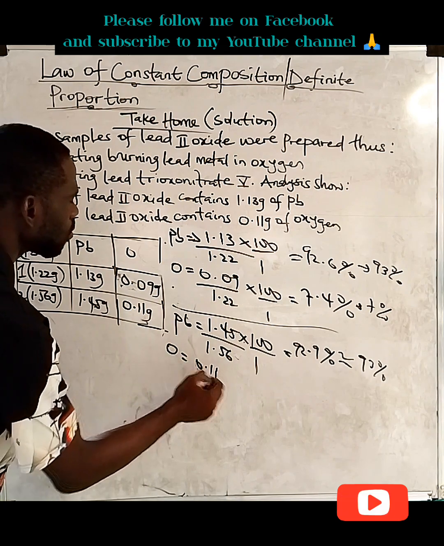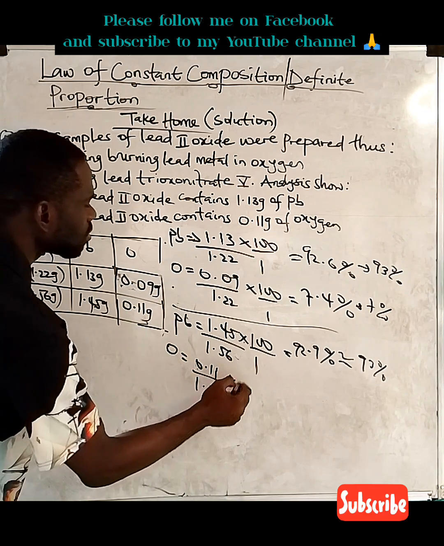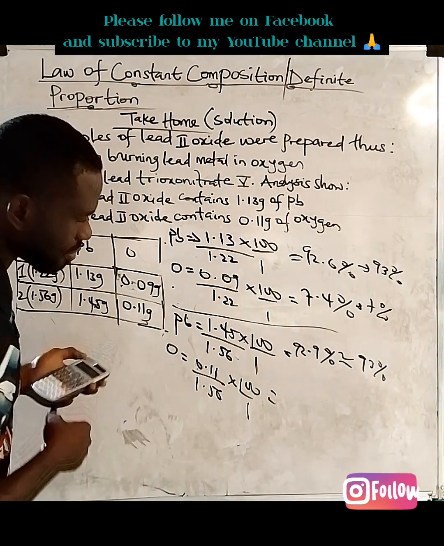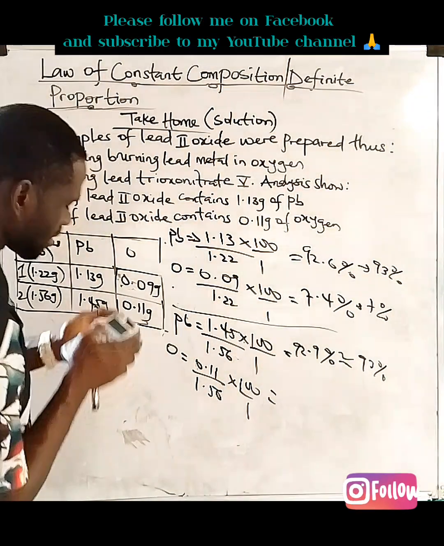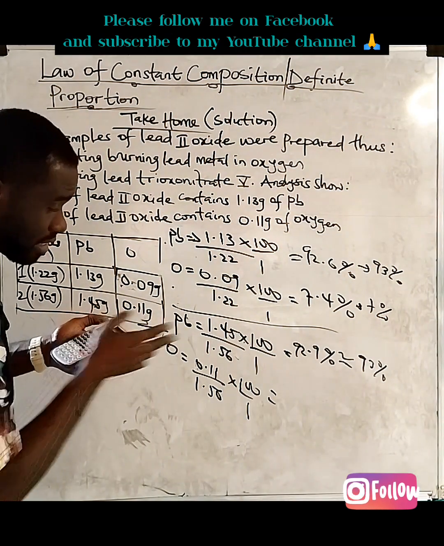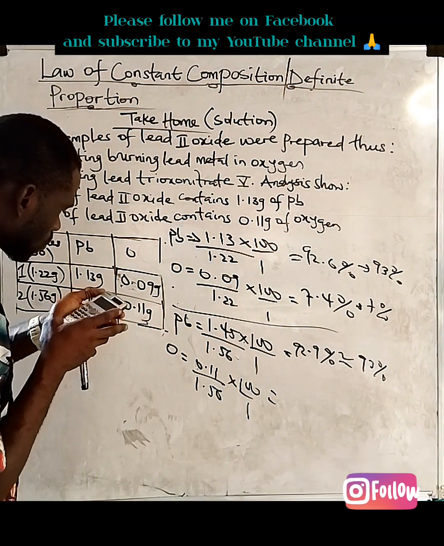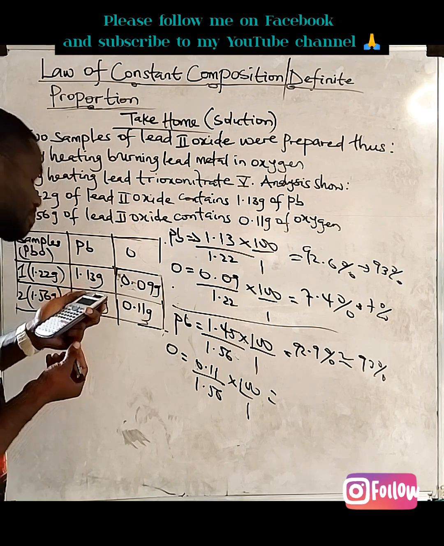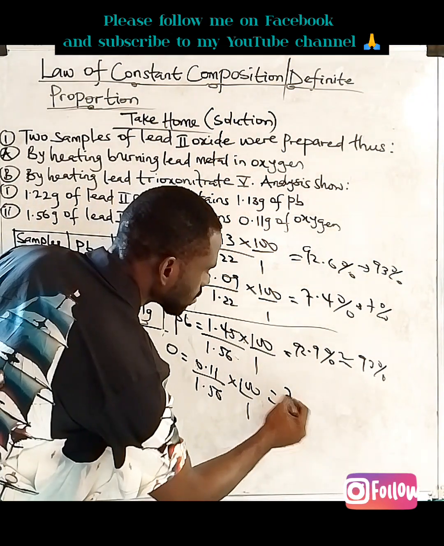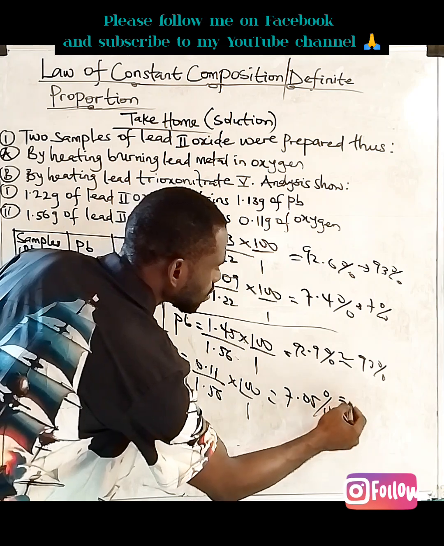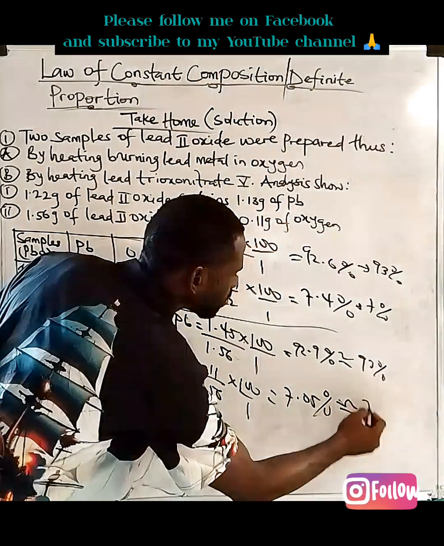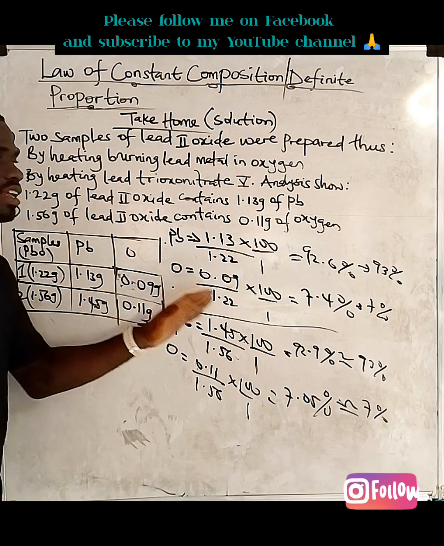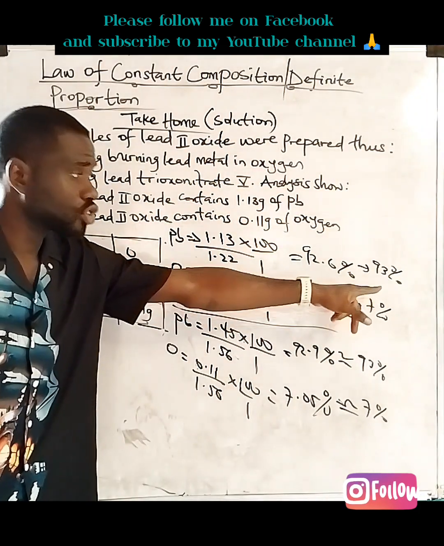Then the oxygen: 0.11 over 1.56 times 100 over 1. Very easily, you're going to get 7.1% or thereabout, so 0.11 times 100 divided by 1.56 gives us 7.05%, approximately 7%.